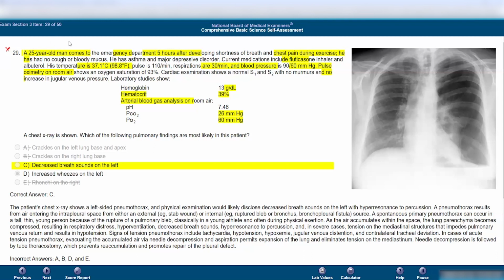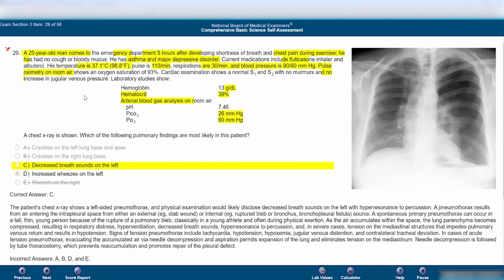Because MIs and things like that usually don't happen in this age, right? And then they give you risk factors of asthma and major depressive disorder. Then they say he's on asthma medication, big whoop, right? And then all of a sudden he's tachycardic, tachypneic, breathing really heavily, blood pressure is low. So now you're like, oh, that's not good, right?